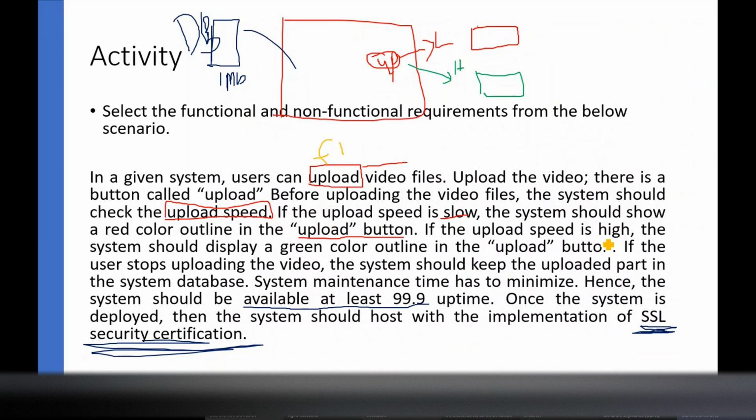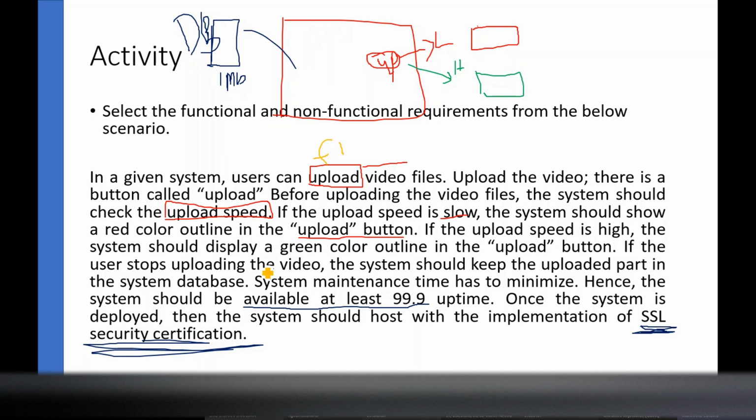If the upload speed is slow, the system should red color outline the upload button. Now again it's color, so color is not a functional requirement, so we'll ignore it. If the upload speed is high, the system should display green color, so still the one functional requirement. If the user stops uploading the video, now there is a problem in here.